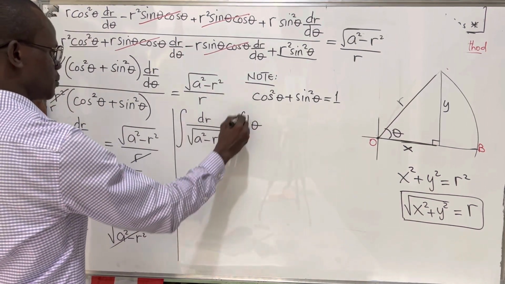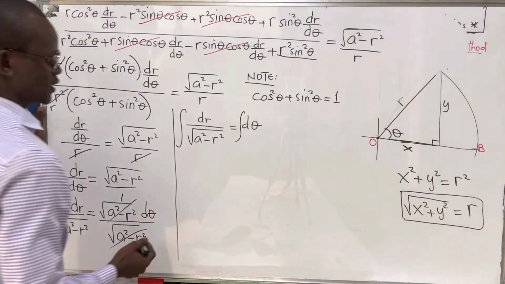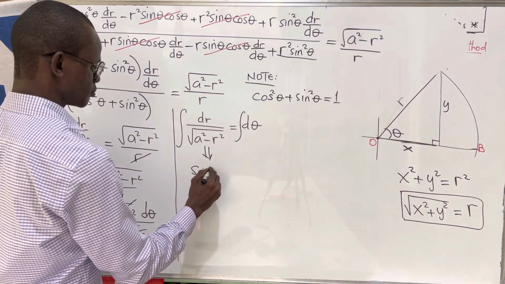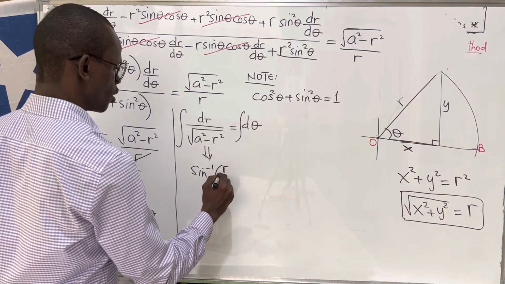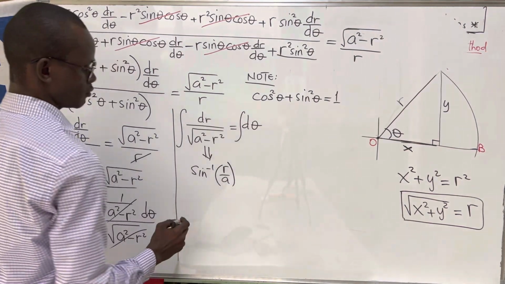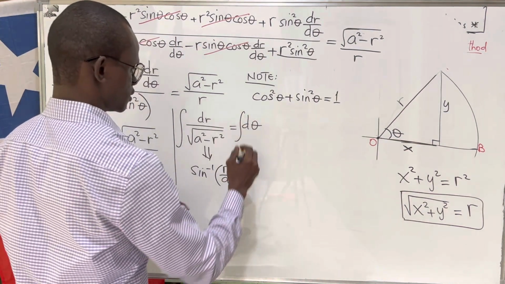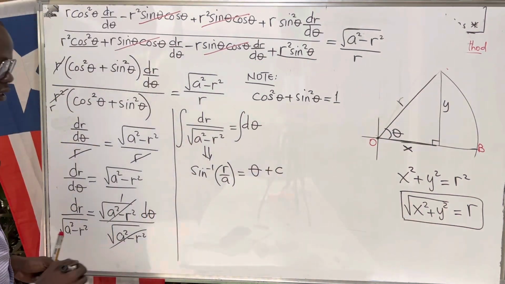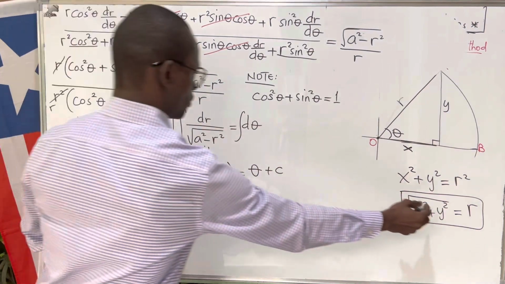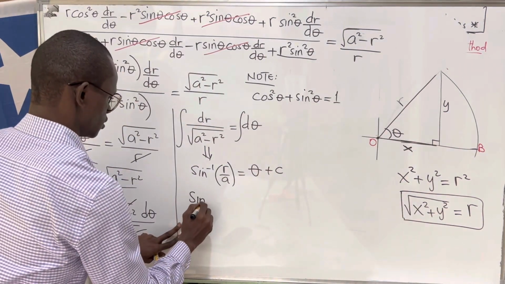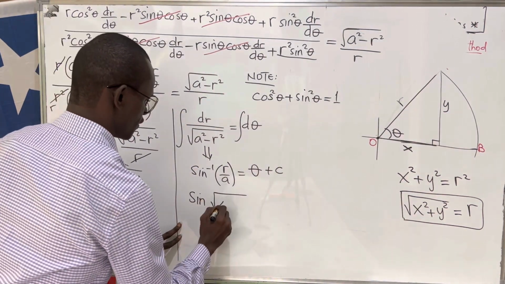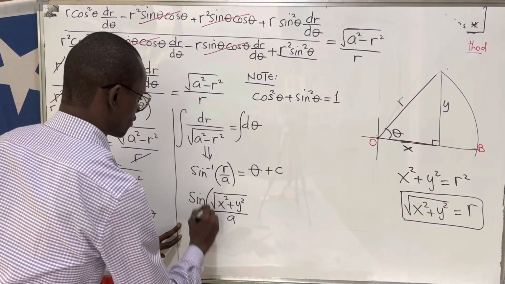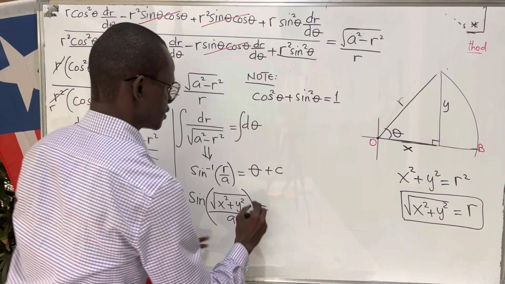So we can now integrate both sides since the variables have been separated. So this gives us sine inverse of r all over a equals theta plus some arbitrary constant c. So what is r? r was just the root of x squared plus y squared all over a. That was our r. Equals, what is theta?